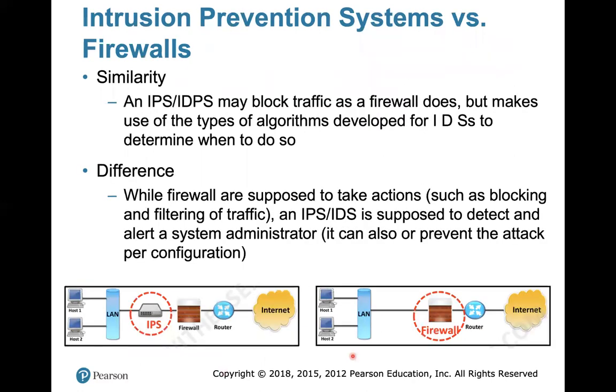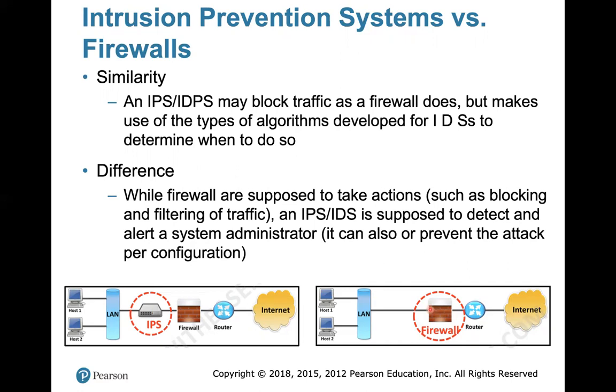In this slide, I'm going to talk about the differences between the IPS and firewall. First of all, in terms of the place that we put them in our organizational network, this figure shows that if you have a firewall, you put the firewall at the perimeter of your network, which means very close to the router you have. After the router is basically outside your network, the internet cloud. So you put the firewall here.